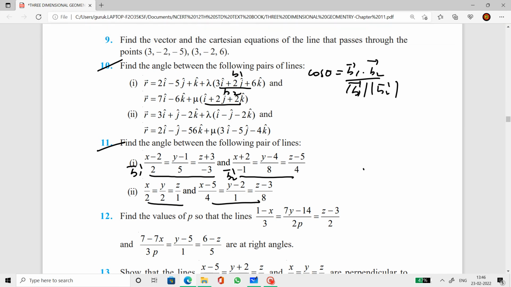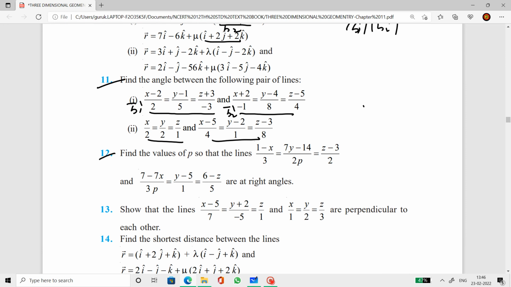The 12th one: find the p so that the lines are at right angles. Right angle means they are perpendicular to each other. Now the given equation is not in the standard form. So before we step into finding the direction vector, convert this into standard form. So it becomes (x minus 1) by minus 3, (y minus 2) by 2p by 7 and (z minus 3) by 2. Now minus 3i plus 2p by 7j plus 2k will be the direction vector of this line. Likewise for the next one also.